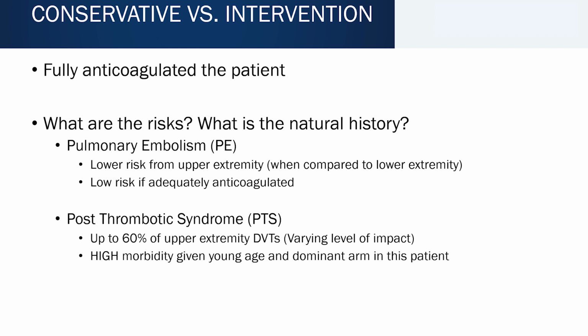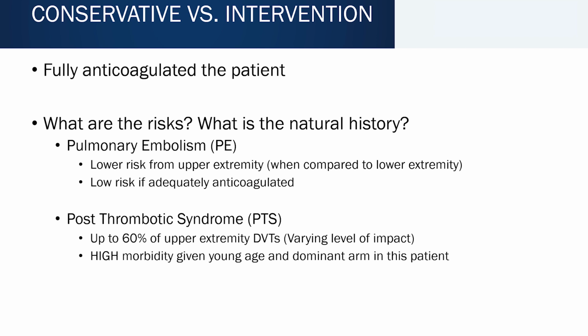The two big things that we worry about with deep venous thrombosis are pulmonary embolism and post-thrombotic syndrome. With pulmonary embolism, specifically for this patient, we do know that there is a lower risk of embolization from the upper extremity, certainly when compared to the lower extremity. We also know that that risk is remarkably reduced if the patient can be adequately anticoagulated. Because this patient could be adequately anticoagulated and he didn't have any contraindications to anticoagulation, we felt that this was of small but not zero risk in terms of his pulmonary embolism risk.